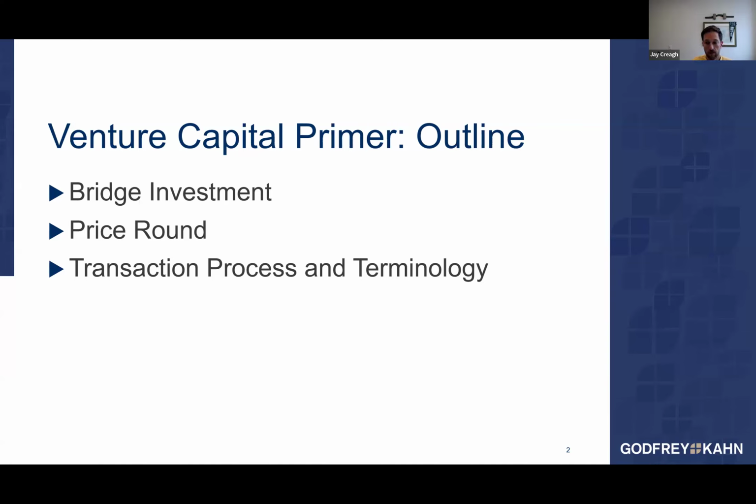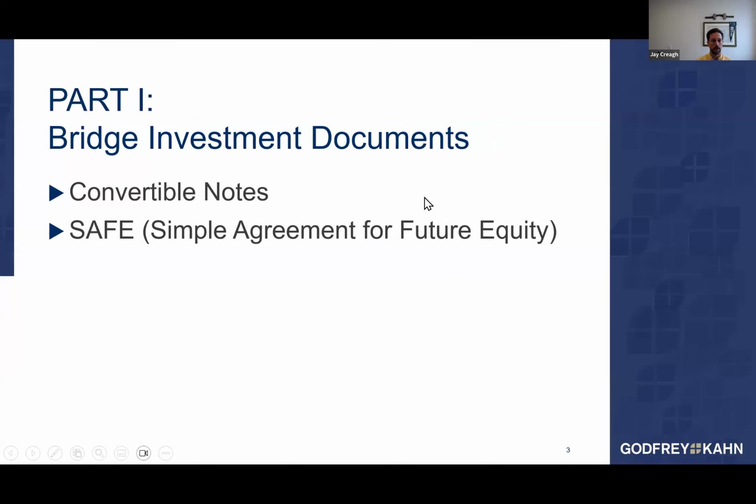So starting out is the bridge investment documents. We've got the convertible notes and safes, and we'll talk about how these are similar and different. And then I'll just do a public service announcement. A safe is not a note. So you may hear them referred to as safe notes, but it is just a safe, a simple agreement for future equity.